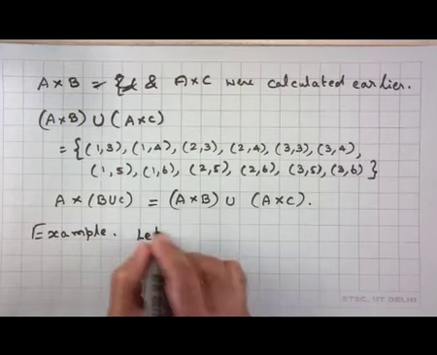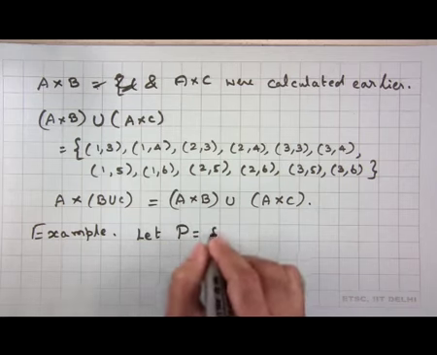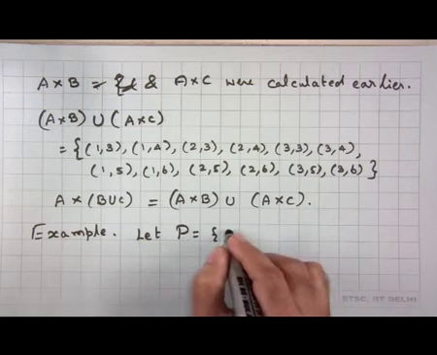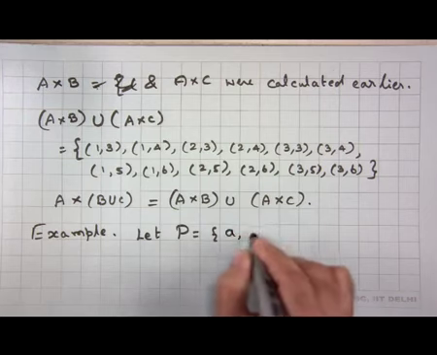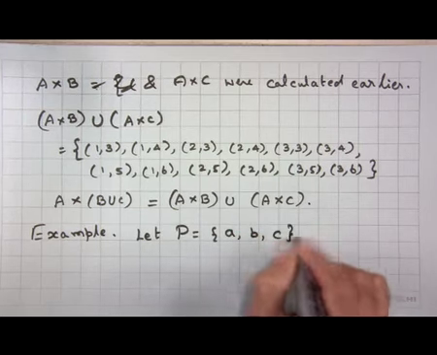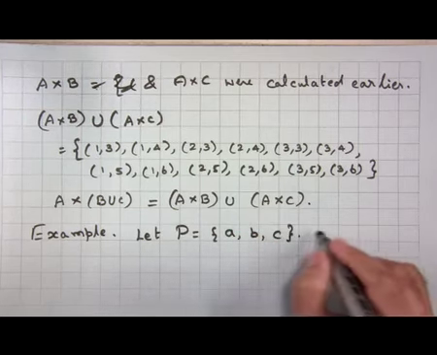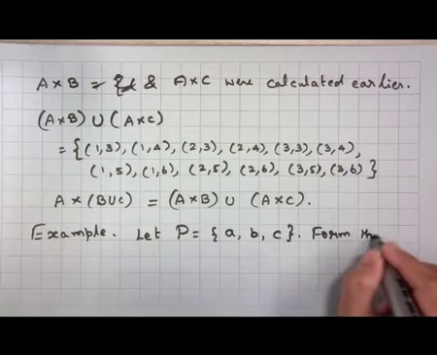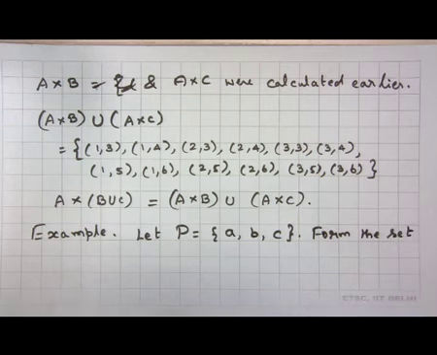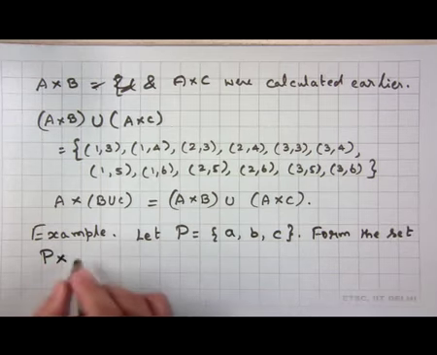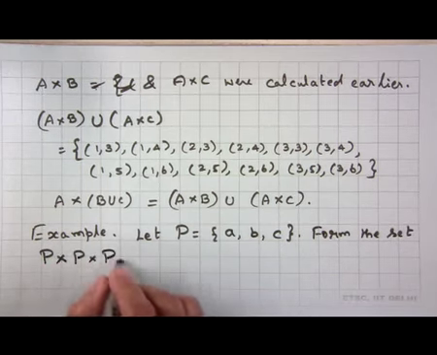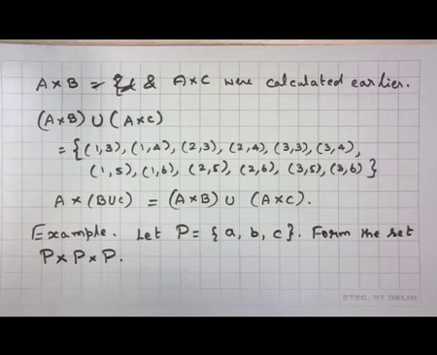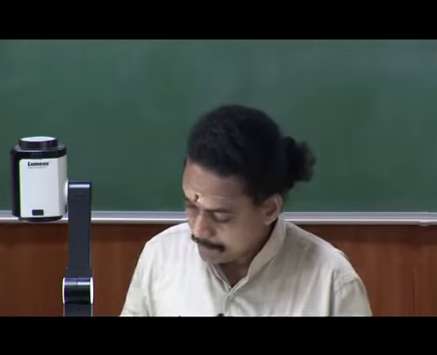So, let P equal to {A, B, C}. Out of this P, let us form the set P cross P cross P. Let us form the Cartesian product of P with itself 3 times, which is P cross P cross P.